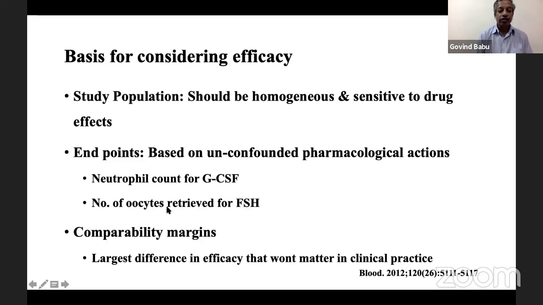So the basis for considering efficacy is that we need to look at the study population. It should be homogeneous and sensitive towards the effects that have been seen with the innovator, and the endpoint needs to be based on unconfounded pharmacological aspects. For example, for a GCSF, you look at neutrophil count. For an FSH product, you look at oocytes. And the comparability margin needs to be looked at: the largest difference in efficacy that won't matter in clinical practice. So that is what we need to consider, that when you use this drug in your next patient, the clinical outcome is going to be just the same as the innovator brand.